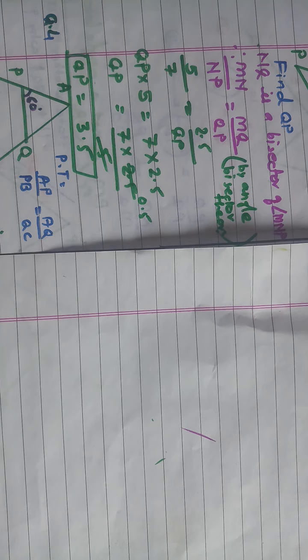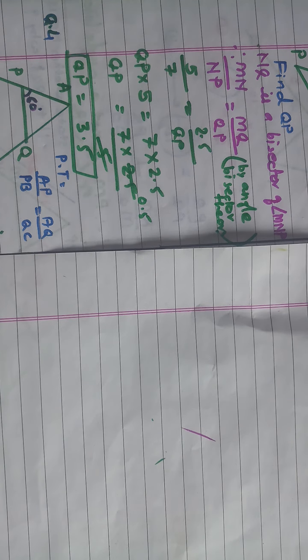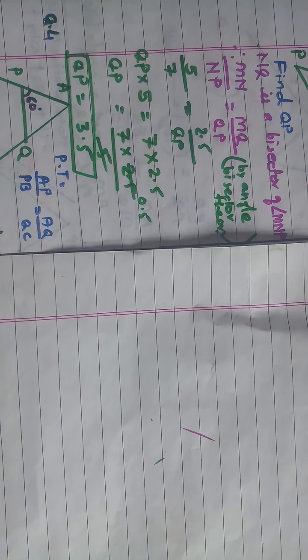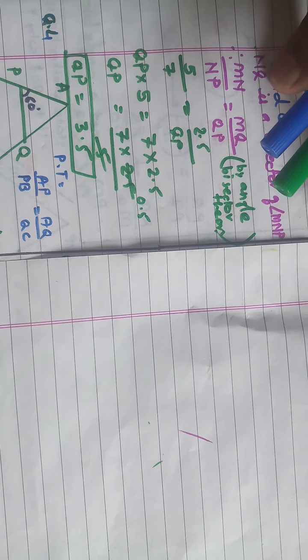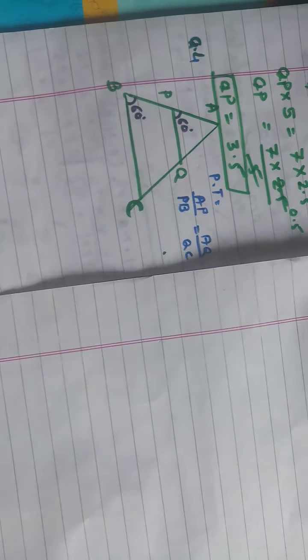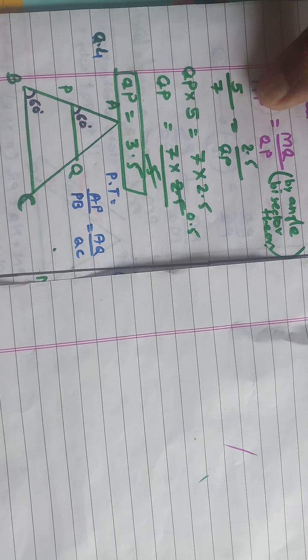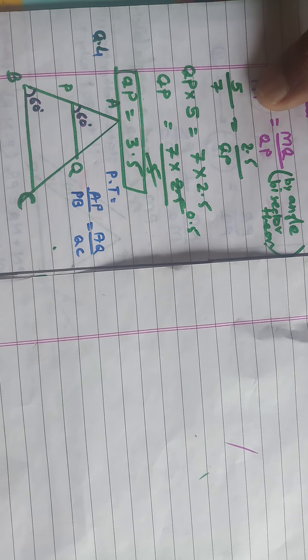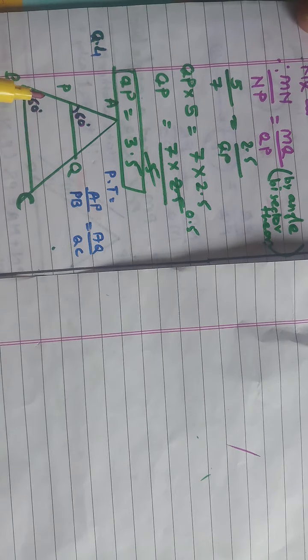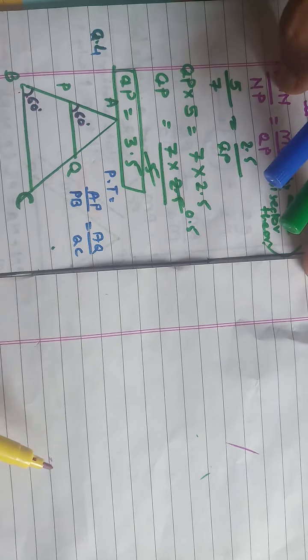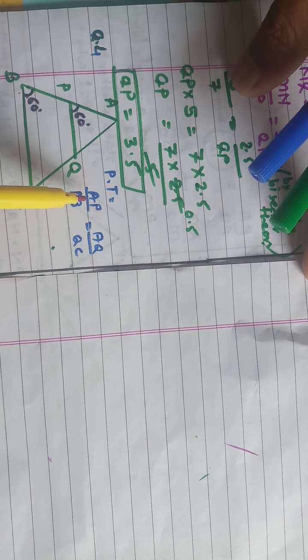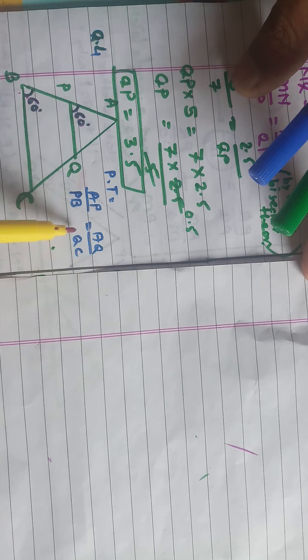Now once again read the question carefully in the textbook. Measures of some angles in the figure are given. Prove that AP upon PB is equal to AQ upon QC. So this is what we have to prove. Now see, here they gave us these two angles are equal. Now we have to prove that these two ratios are equal.